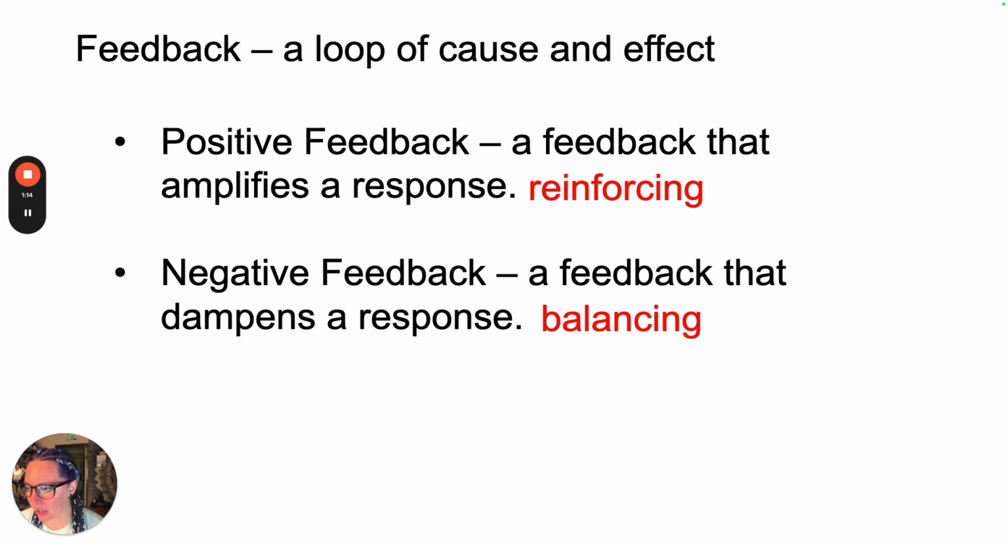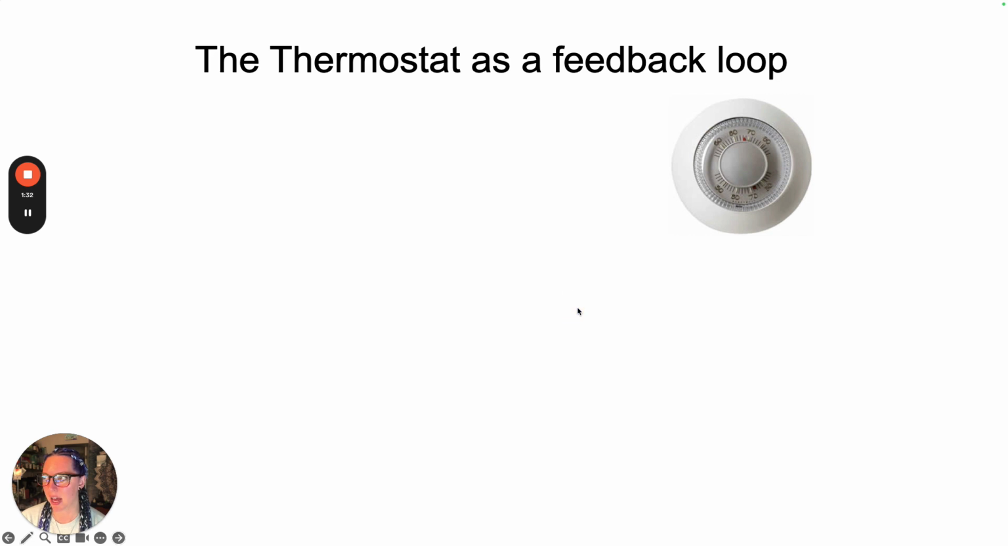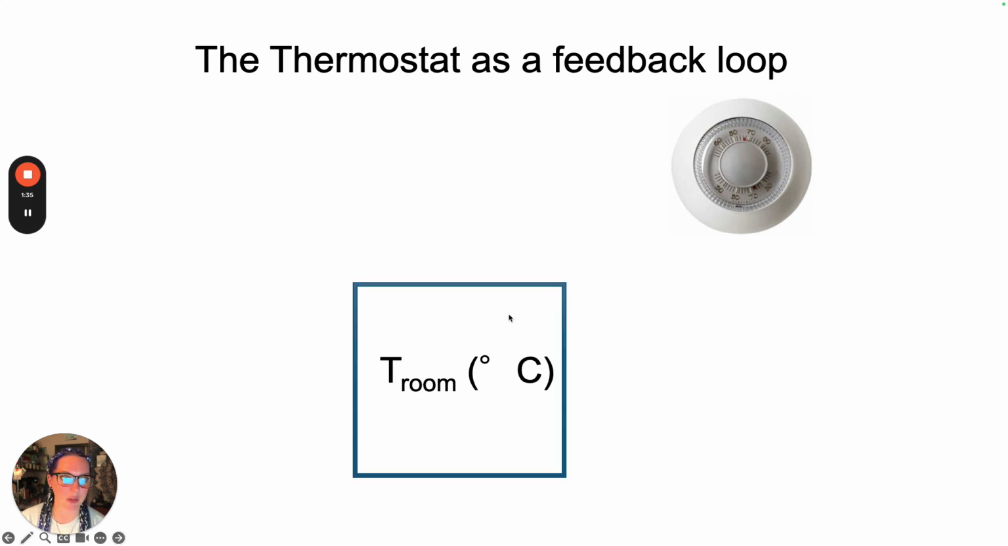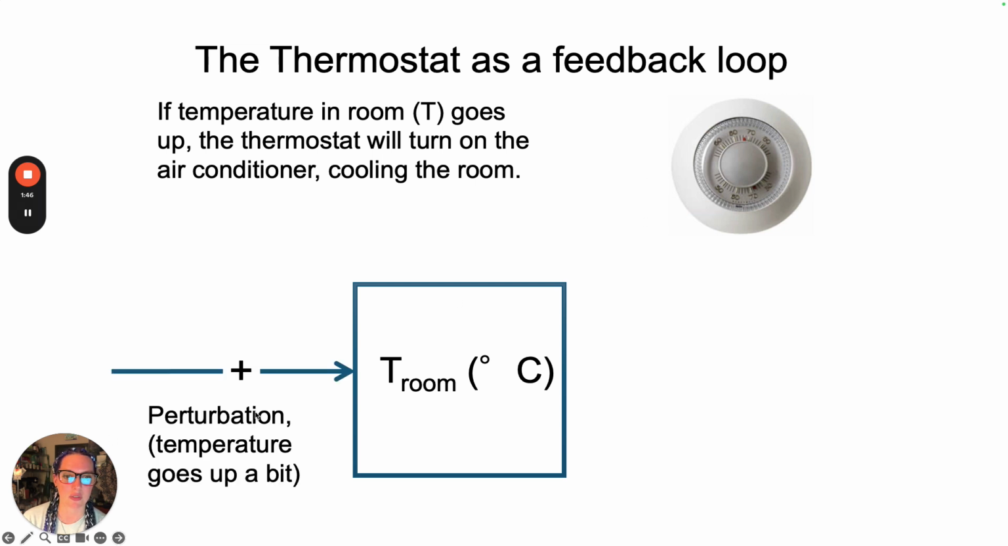What I would like for you to consider here is that of a thermostat. So I know it says discussion topic, but I want you to think of this idea of how does a thermostat act as a feedback loop? So this idea of a reinforcing or a balancing act here. So you have a room at a certain degree. If the temperature in the room goes up, then this thermostat will turn the air conditioner on, which will cool the room, right? So you have this perturbation.